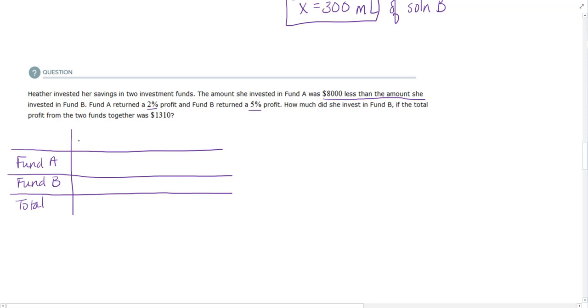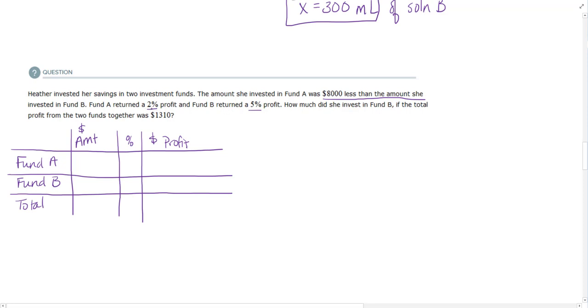Okay, so first column is going to be the overall amount. So this is the amount of money that is invested in each fund, and then total. And the second column is going to be our percentage, so percent profit. And then the last column is going to be, instead of percent profit, the amount of profit, so actual money, dollars profit. All right, so Fund A, it said $8,000 less than the amount invested in B. Let's just hold off on that for a second, and I'm going to go ahead and fill in these other ones that are more direct.